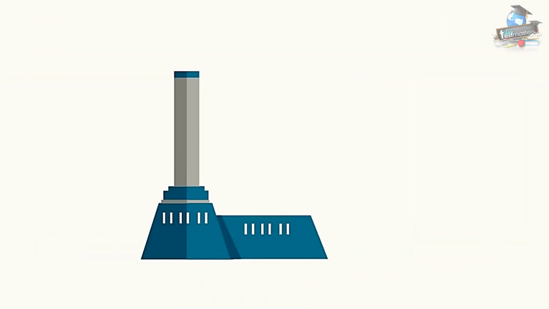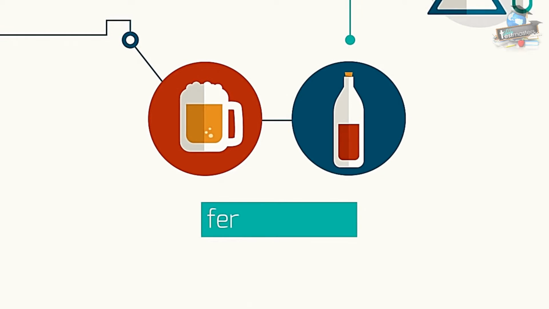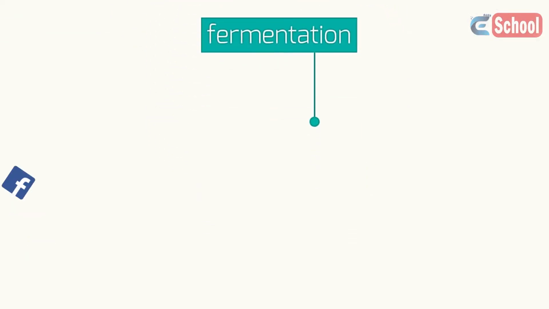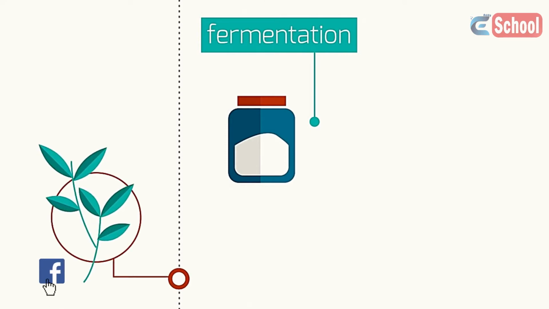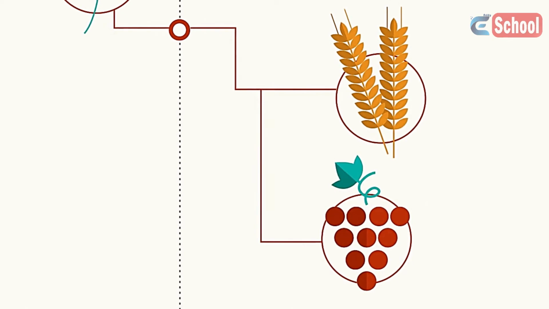The alcoholic drinks industry is huge, and making beer or wine requires science. The process for making alcoholic drinks is called fermentation. The reactant in fermentation is sugar. It comes from natural plant extracts, barley in beer making and grapes in wine making.